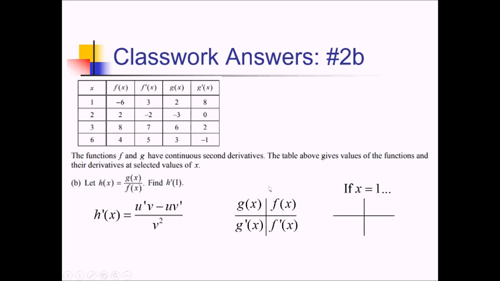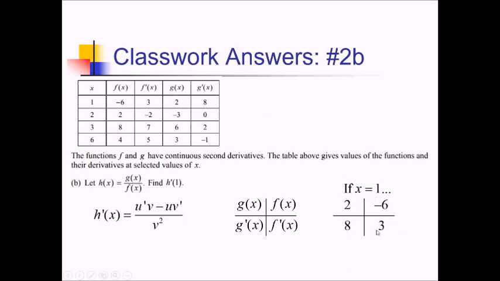So if x is 1, what's g of x? Well, g of 1, looking that up in the table, g of 1 is going to be 2. And then f of 1 is going to be negative 6. G prime of 1, looking that up, that is going to be 8. And then finally, f prime of 1, that's going to be 3.